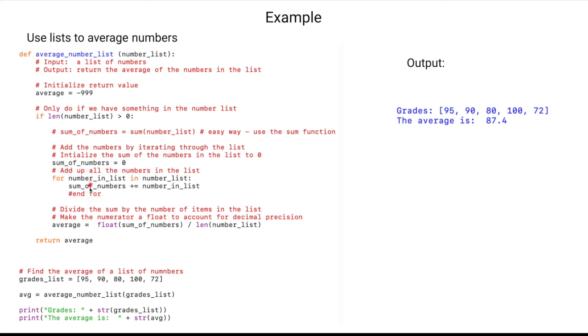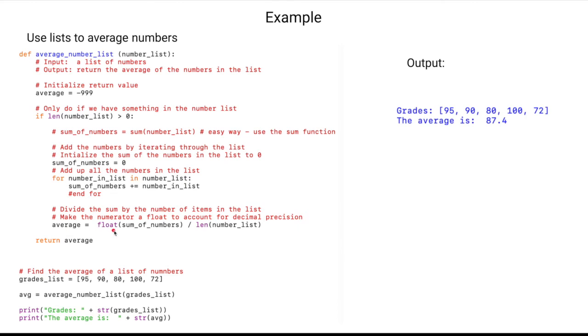And then I go back up. The second time through, I have the second item in the list, and it's just going to add that into my running sum that I've got going. And it's just going to keep doing that until I get all my numbers. So when this loop finishes, sum of numbers should be the sum of all those numbers that were in the list. And then I just divide by the number of things that I have.